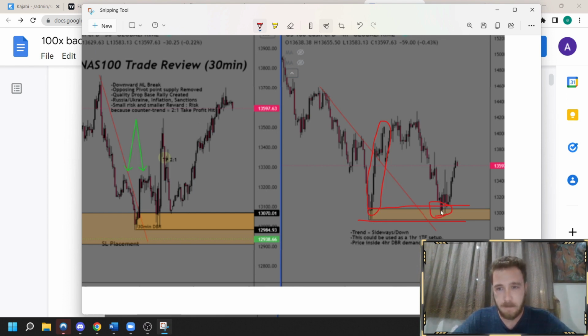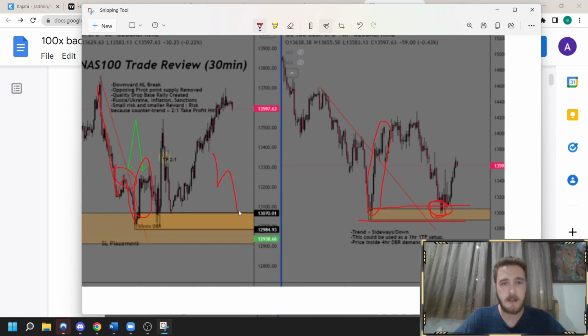Okay. So price comes back into that area, and now I'm thinking, okay, I'm in a kind of sideways market. I'm inside my higher time frame demand. I can look for buying opportunities. Okay, so now I go to my lower time frame, and this is what the lower time frame is going to look like: lower lows, lower highs, right? Lower lows, lower highs. I need to see opposing zones being removed, downward momentum lines being broken with a good quality zone. So here we got a very strong move to the upside, removing the opposing pivot point zone.